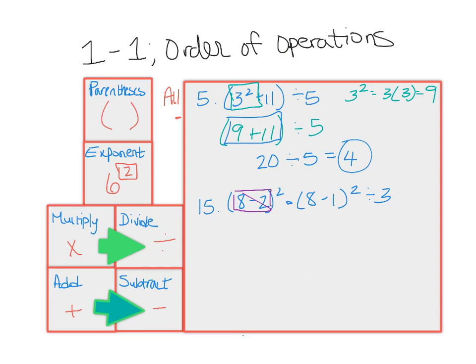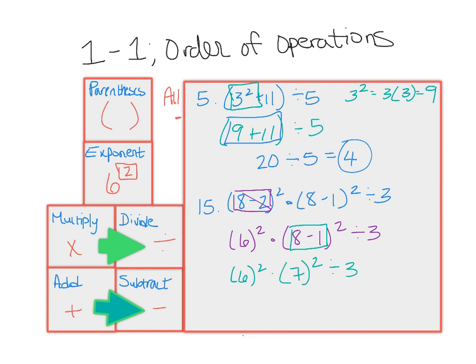So the first one we're going to do is 8 minus 2, and that is 6. And I'm going to leave that in parentheses because I still have to square it. Times 8 minus 1 squared divided by 3. Now we have another set of parentheses, and we have 8 minus 1. So I still have 6 squared times 8 minus 1 is 7 squared divided by 3.